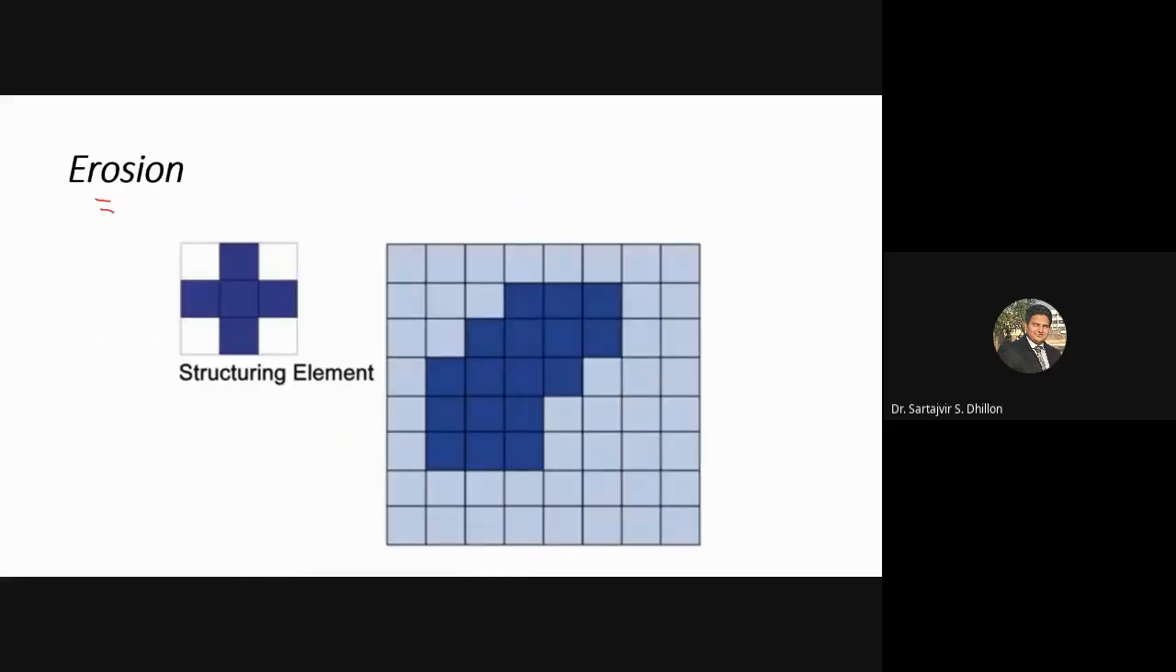Now, I will go back to the detailed example of our erosion. In this figure, you can check there is an image. You can call it set A, and this one is a structuring element, which you can consider as B.